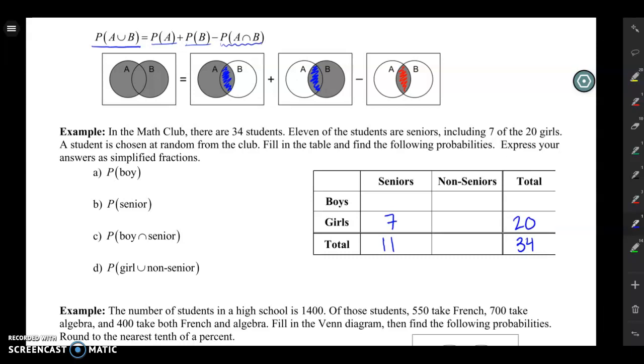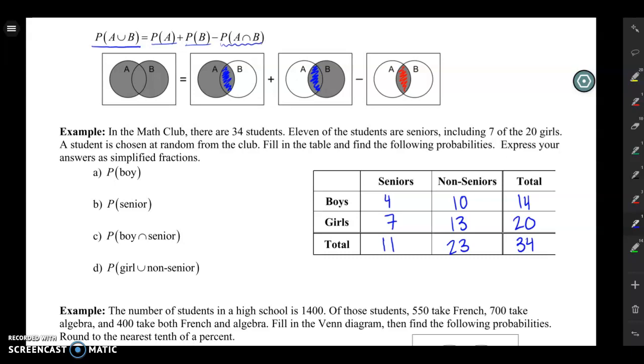Now we're going to fill in all the rest of the information that we can. If there are a total of 11 seniors and 7 of them are girls, it means that 4 of them have to be boys. If there are 34 students total in the club and 20 are girls, 14 have to be boys. Since 4 of the boys are seniors, 10 have to be non-seniors. Since 7 of the 20 girls are seniors, 13 have to be non-seniors, which means that I have 23 non-seniors in the club.